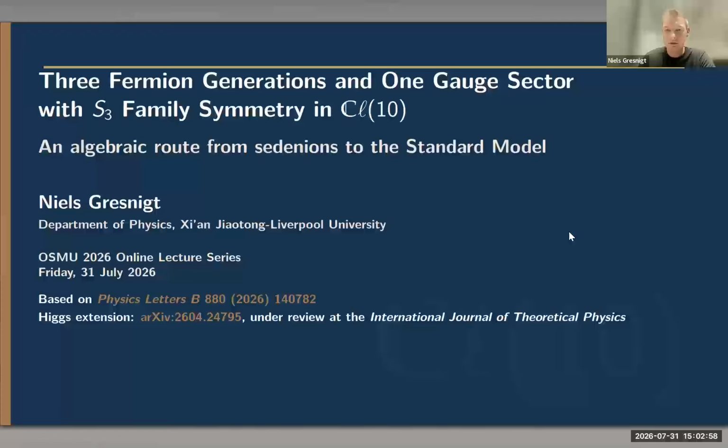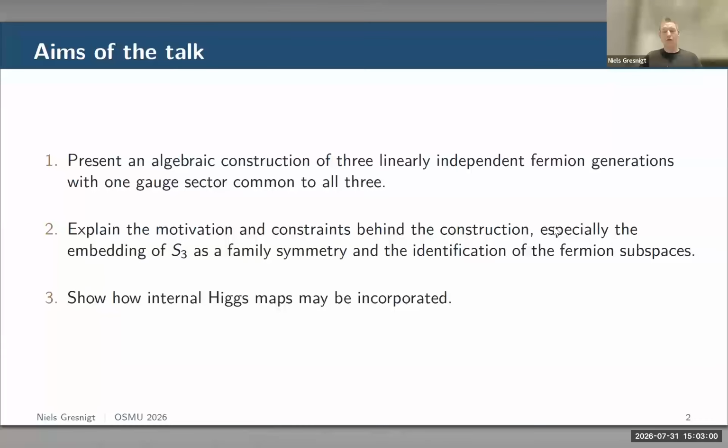So let's see. Here we go. So there's sort of 3 things I want to do. First, I want to show how one can construct algebraically 3 generations of fermions that are linearly independent within a single algebraic framework in such a way that the gauge sector, the gauge symmetries that act on those fermions, is not triplicated. So we want to triplicate the fermions, so we get 3 generations, but we don't want to end up with 3 generations of the gauge group.